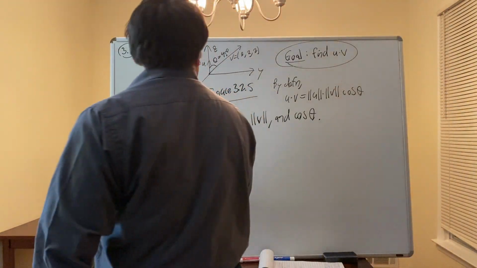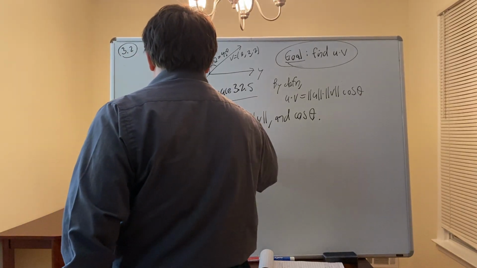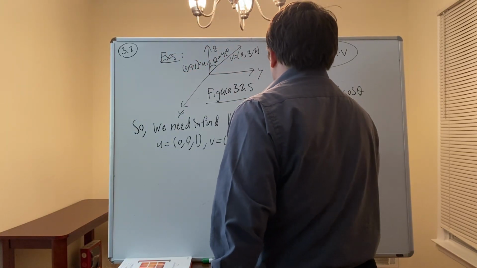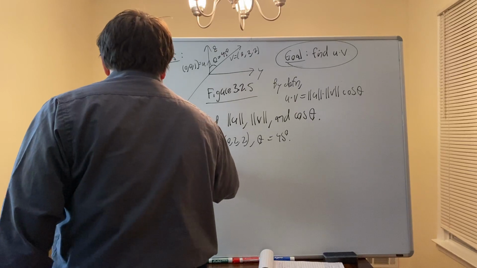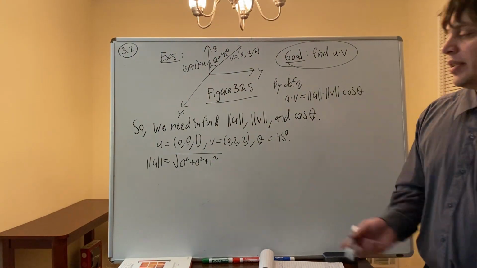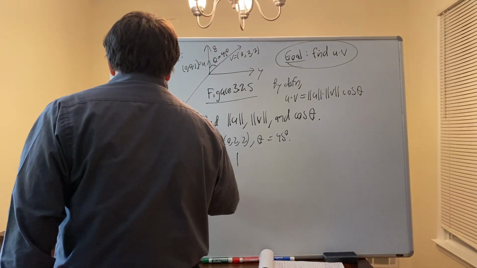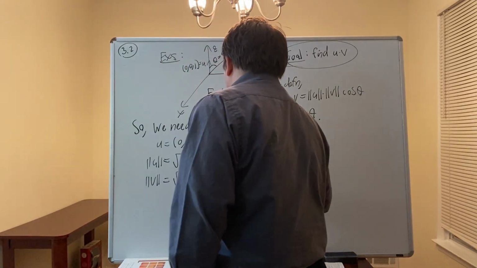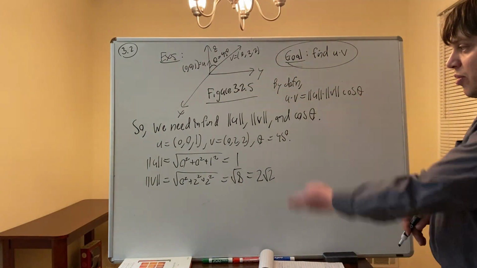So let's find the norm of u. Remember, u is the vector 0, 0, 1, and v is equal to 0, 2, 2, and theta, the angle between them, is 45 degrees. This is the information we need. So the norm of u is the square root of the sum of the squares of the components of vector u, and this is equal to 1. The norm of v is the square root of the sum of the squares of the components of v. That's the square root of 8, which is 2 root 2. So that's the norm of u and the norm of v.